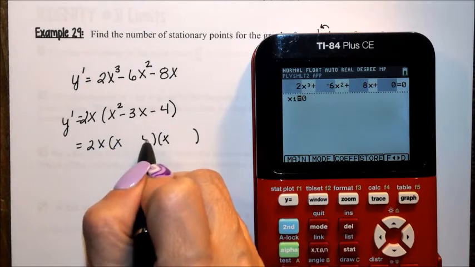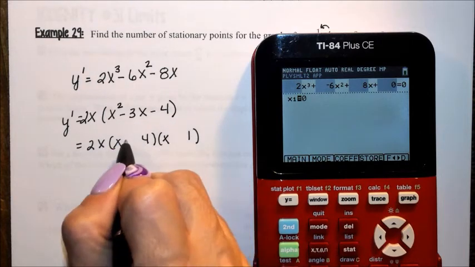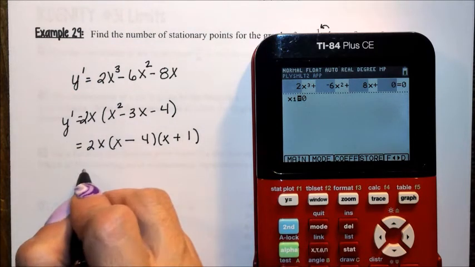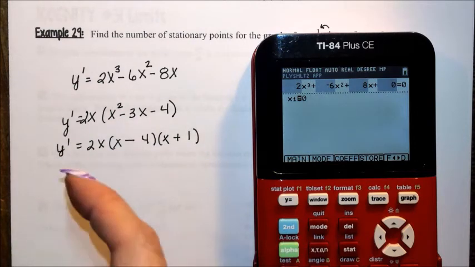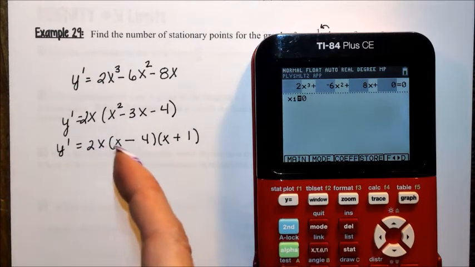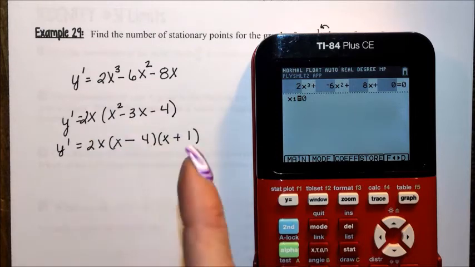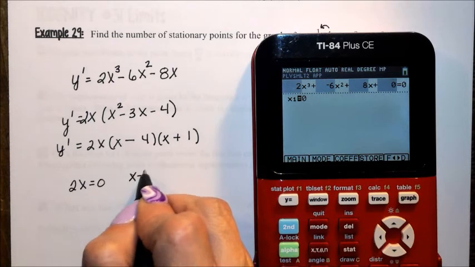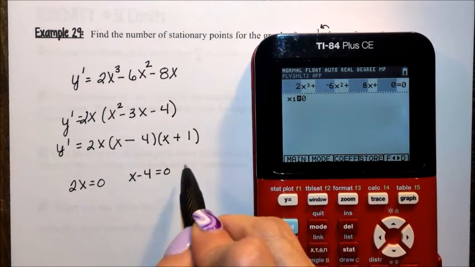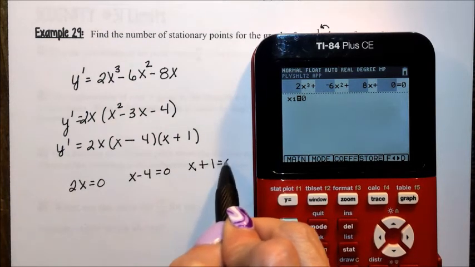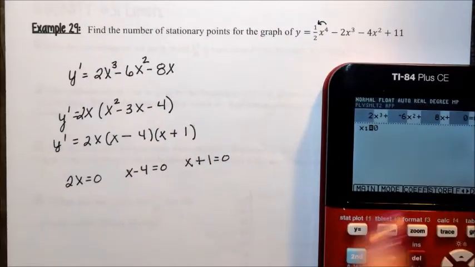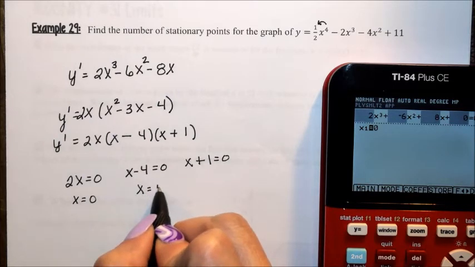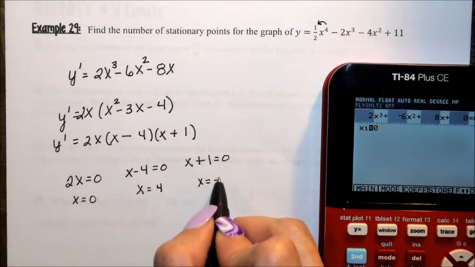-4 and 3, so I'm going to do 4 and 1. I'm going to do -4 and +1. There's all my factors. So I set y prime, I'm going to set each of those equal to 0, because every time each one of these is 0, that's going to be my turning point. So I'm going to do 2x equals 0, x minus 4 equals 0, and x plus 1 equals 0. And these are going to give me my turning points. So this is going to give me x equals 0. This is going to give me x equals 4. And this is going to give me x equals -1.